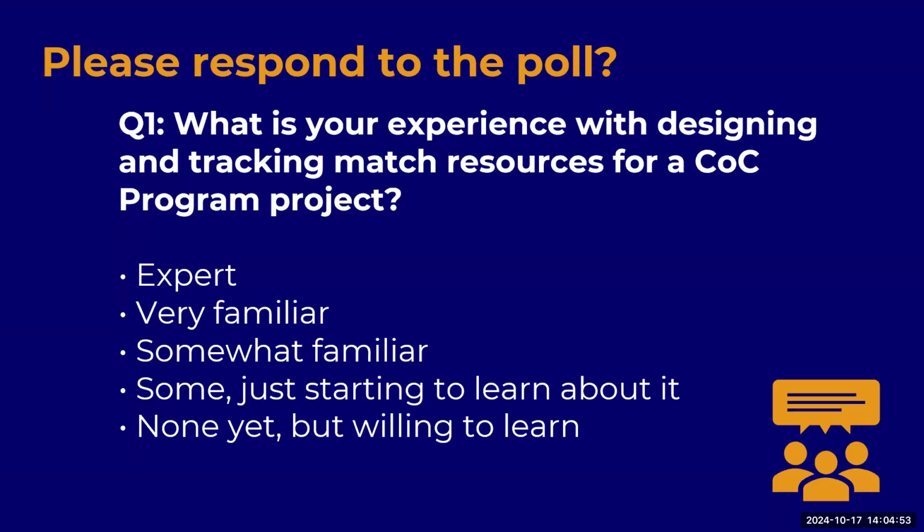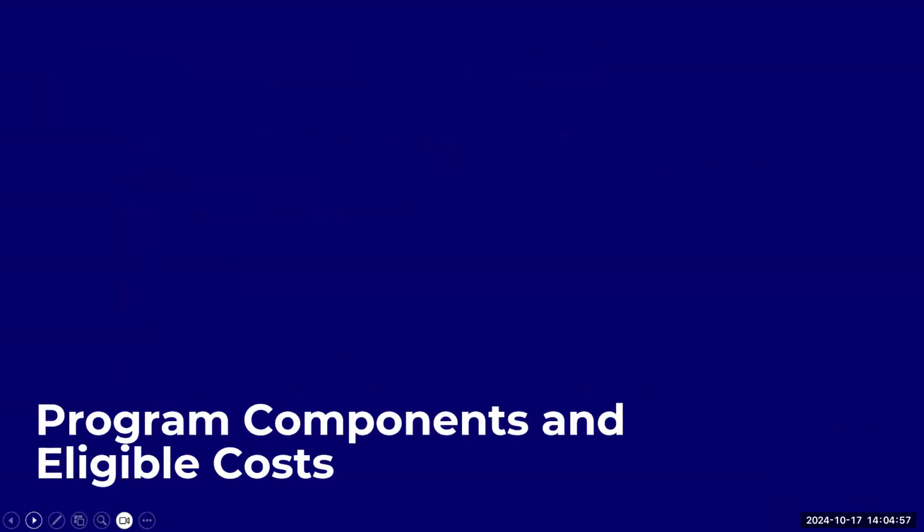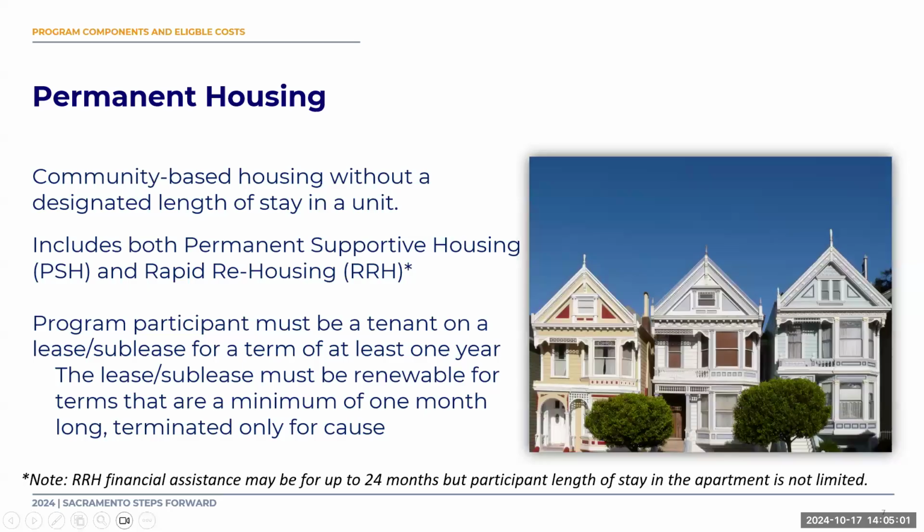All right, we are going to next get into the program components and eligible costs. The first program component is permanent housing, and HUD defines this as community-based housing without a designated length of stay. This includes both permanent supportive housing and rapid rehousing. To be considered permanent housing, the program participant must be the tenant on a lease or sublease for a year, which is renewable for terms that are at least 1 month long and is terminable only for cause. The lease is, as you all know, a written agreement between the landlord and participant, but in the case of leasing or sponsor-based rental assistance, it's between the participant and the agency.